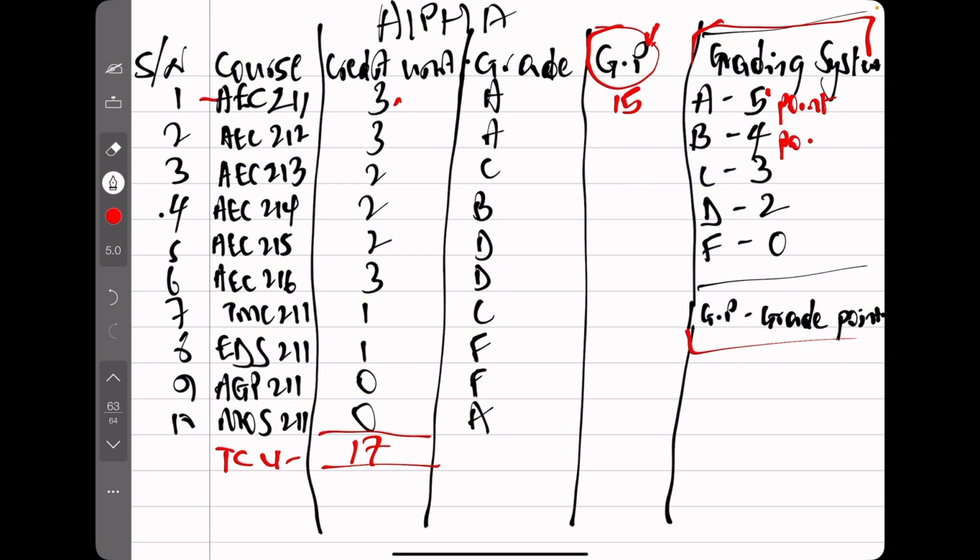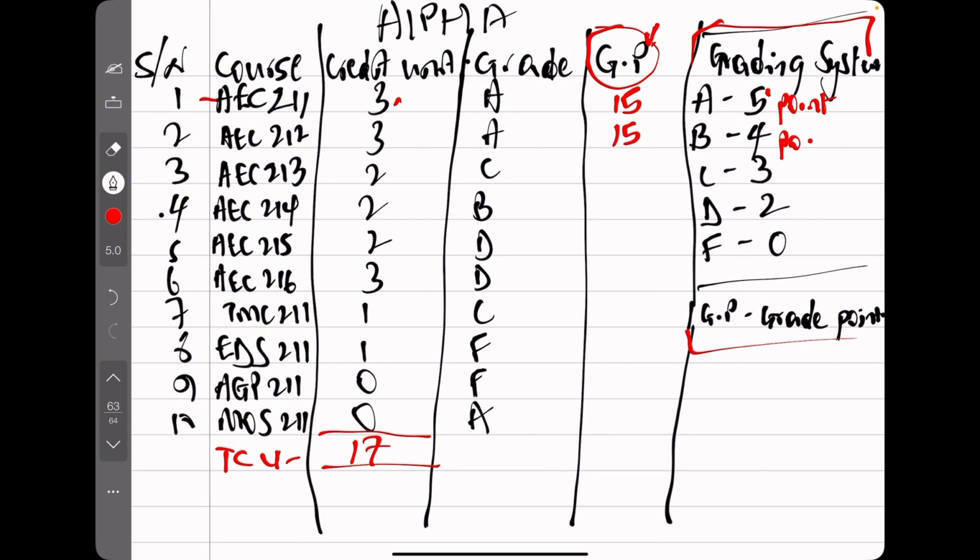And in the grading system, we know that A stands for 5 points. So 3 times 5, that's 15. You repeat for every other course till you get to the last. So let's do it together. 3 times 5 again, because I have an A in AC212, and AC212 is also 3 units. So 3 times 5, that's still 15.